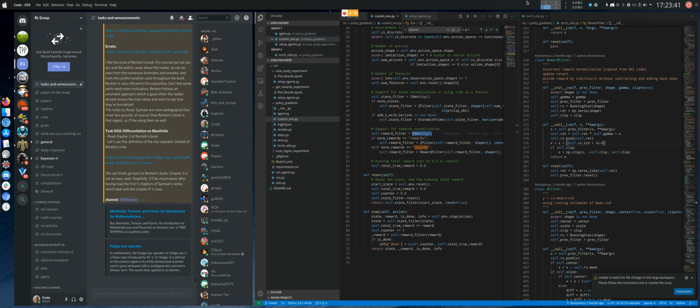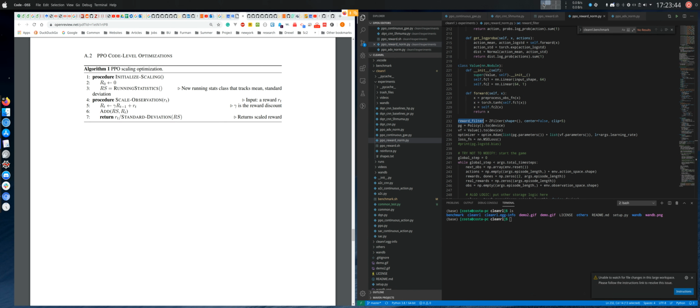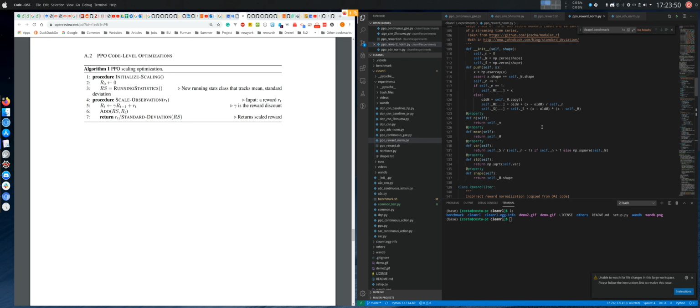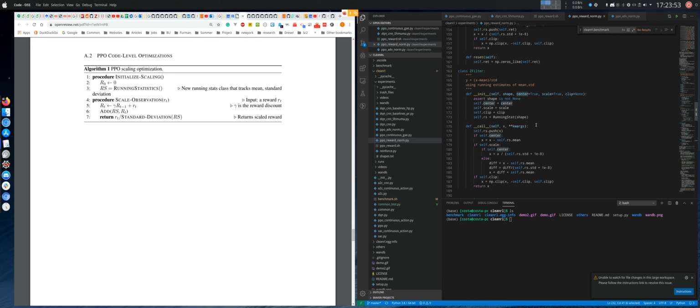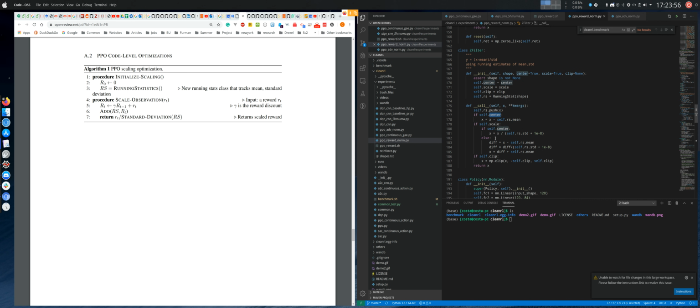This doesn't make much sense, right? But anyway, for my experiments, I set the Z filter center equal to false, and let's take a look at what it does. What that does is that if the center, then you use x minus the mean, but if it's not center, then what you would do is you first of all subtract the mean, and then you divide it by the standard deviation, and then you add the mean back, right? So that's basically what it does.